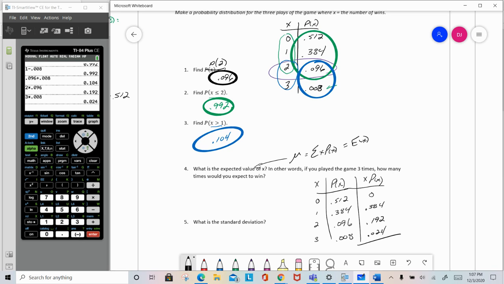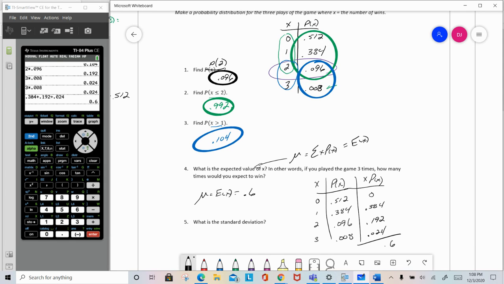If now I add those up, 0.384 plus 0.192 plus 0.024, we get 0.6. So the expected value, mu, the expected value of x would be 0.6. So I would expect to win 0.6 times. That's if I play the game 3 times. Now, if I played this game 3 times, and then 3 times, and then 3 times, so 10 times, so it'd be what, 30 times? I would expect to win 6 of those times, okay?